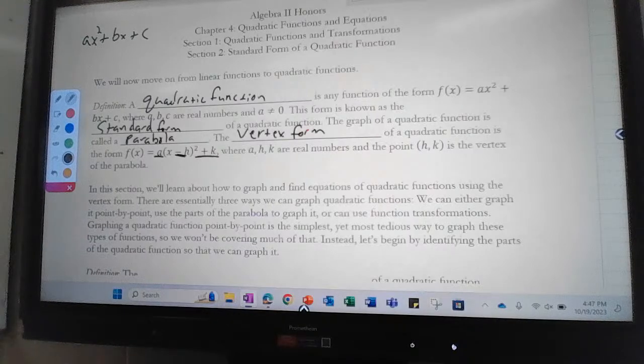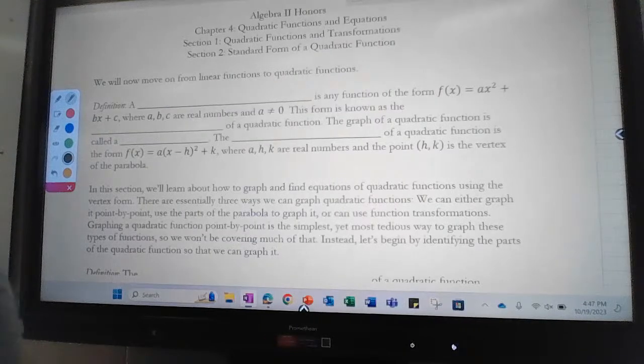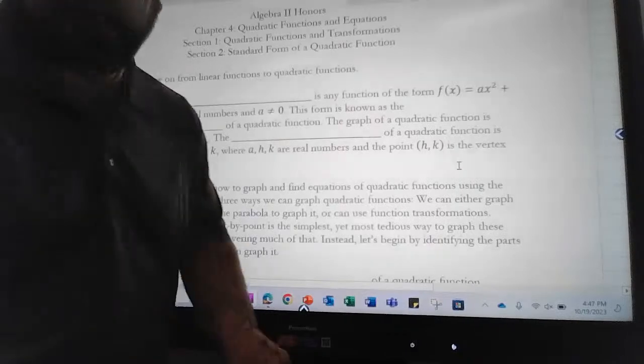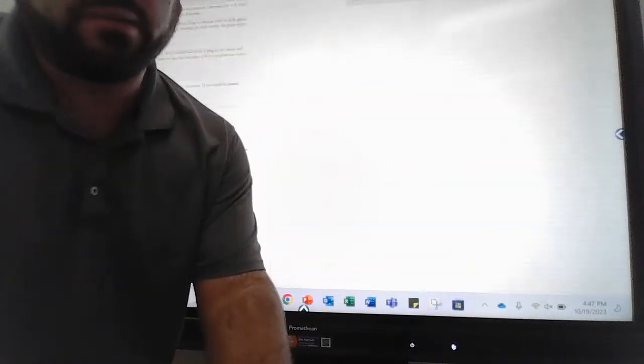But for now, we'll go ahead and talk about the different parts of a parabola for a quadratic function, so that we can go ahead and graph it. And we'll start by doing this in vertex form, and then later on we'll get to how it relates to standard form.